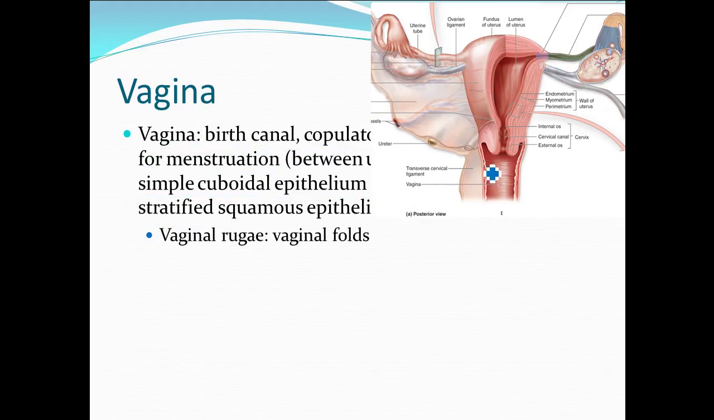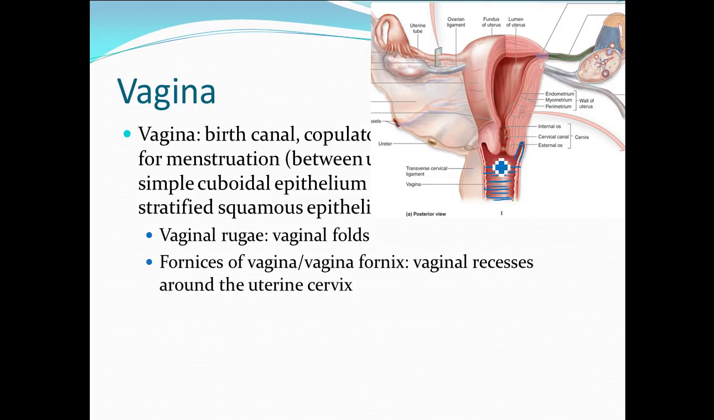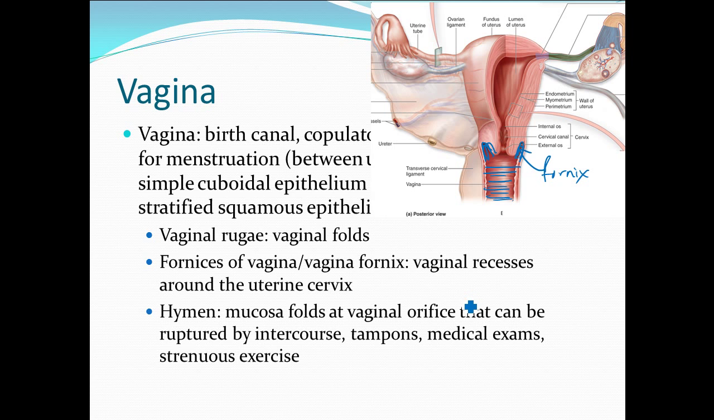The vagina also has these folds called rugae. And there are these spaces between the cervix and the vagina called the fornix. So this is a fornix, that space right there. The hymen is at the vaginal orifice, and it could be ruptured during intercourse, using tampons, strenuous exercises, and medical exams. You don't actually see the hymen on this picture.